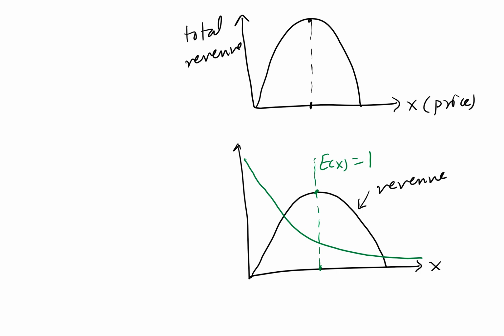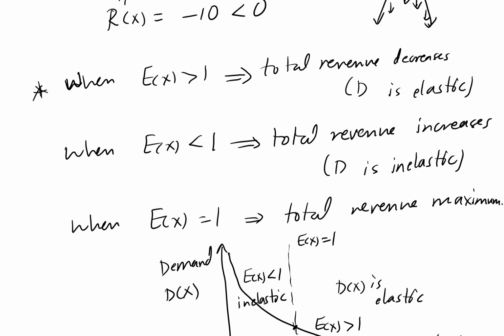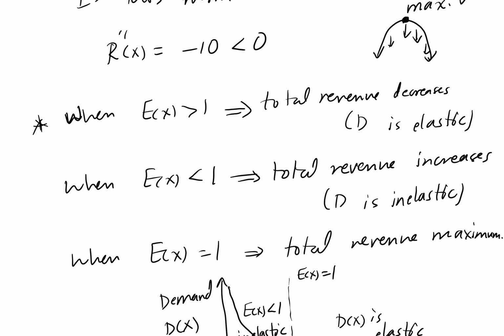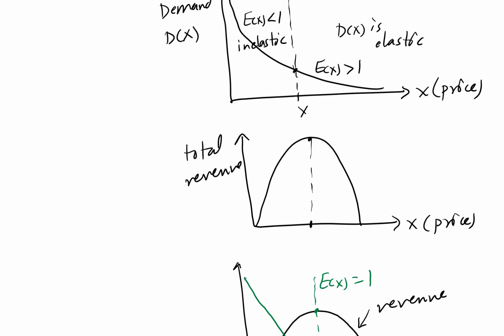So again, as a quick review, we learned about elasticity of demand, the demand function, how to find min and max, and when D of x is elastic and inelastic based on E of x: if it's bigger than 1, less than 1. And if it's at 1, that gives us the maximum revenue. We apply this in businesses.